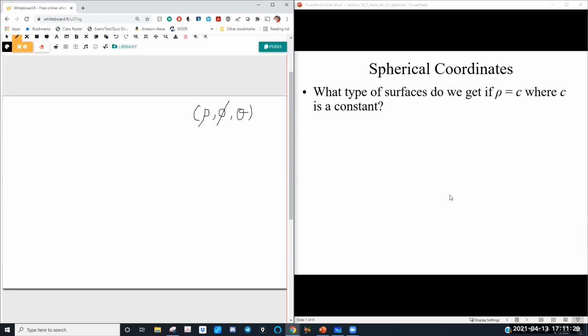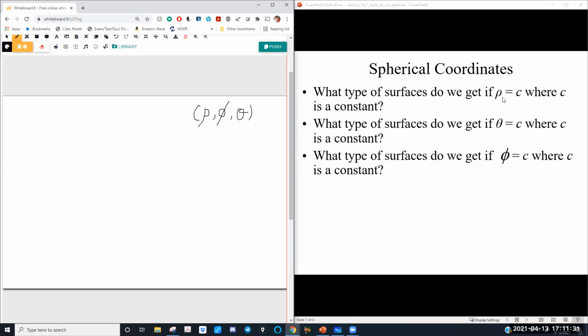So when phi is a constant, we get a cone. So we have a sphere, a plane through the z-axis, and a cone. Those are our fundamental surfaces for spherical, which again tells us whether or not we would want to use spherical if those happen to be some of our surfaces.